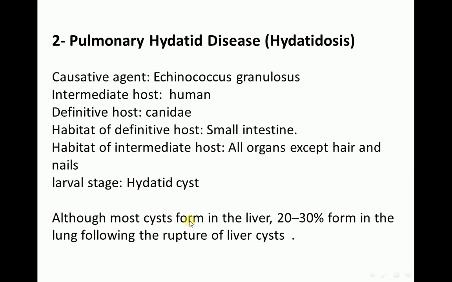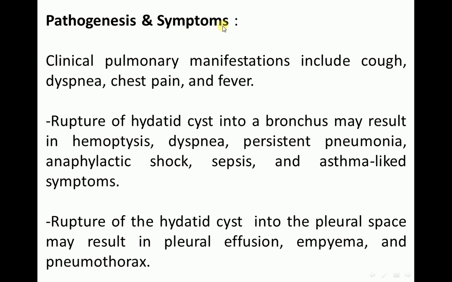Although most cysts form in the liver, about 20 to 30% form in the lung following the rupture of a liver cyst. Pathogenesis and symptoms. Clinical pulmonary manifestations include cough, dyspnea, chest pain, and fever. Rupture of a hydatid cyst into a bronchus may result in hemoptysis, dyspnea, persistent pneumonia, anaphylactic shock, sepsis, and asthma-like symptoms. Rupture into the pleural space may result in pleural effusion, empyema, and pneumothorax.